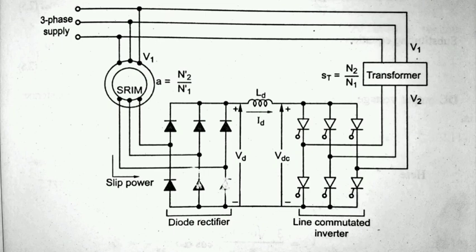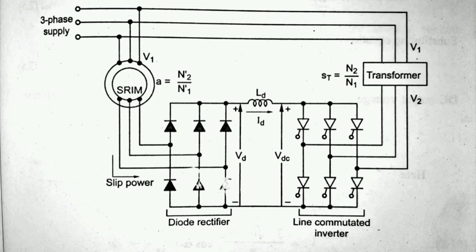This rotor voltage is rectified by the diode rectifier. For alpha equal to 0, slip S is equal to minus cos alpha. For alpha equal to 90 degrees, slip S is equal to 0, which is synchronous speed. For alpha equal to 180 degrees, slip S is equal to 1, which is zero speed. The motor speed can be varied from zero speed to synchronous speed when the firing angle alpha of the line commutated inverter is varied from 180 degrees to 90 degrees.